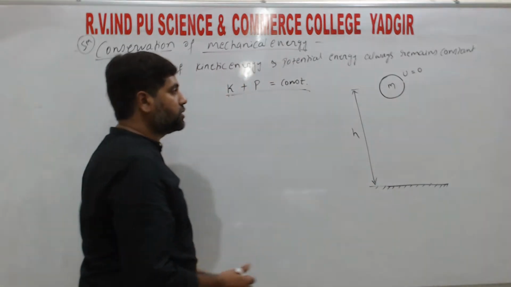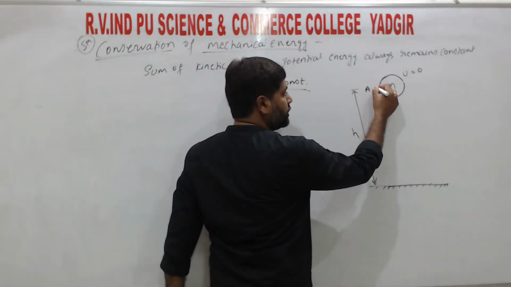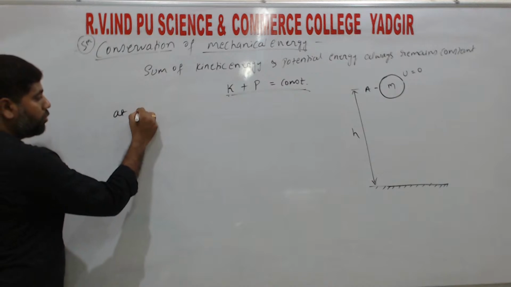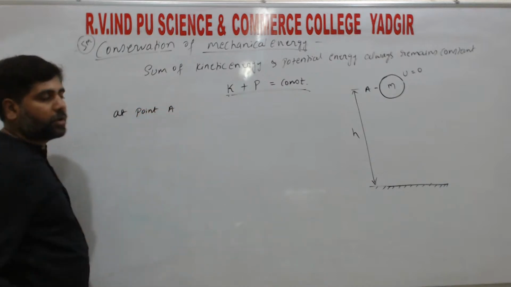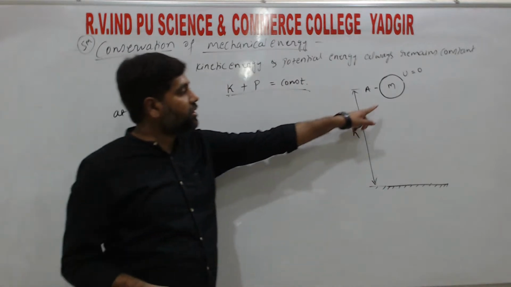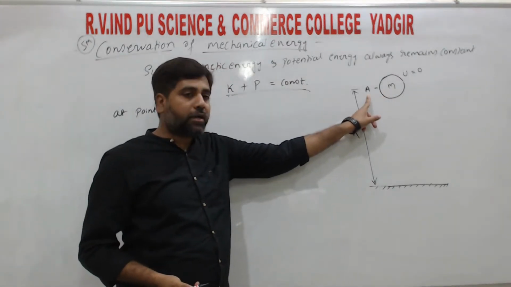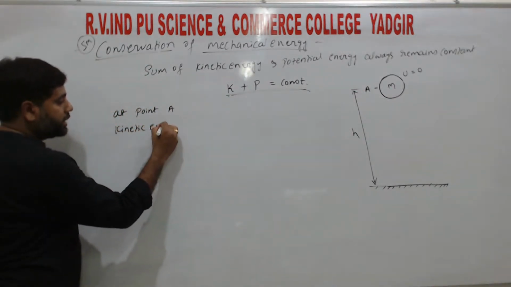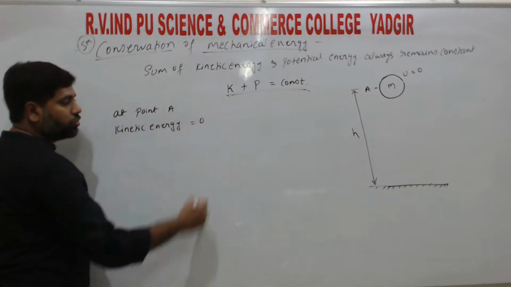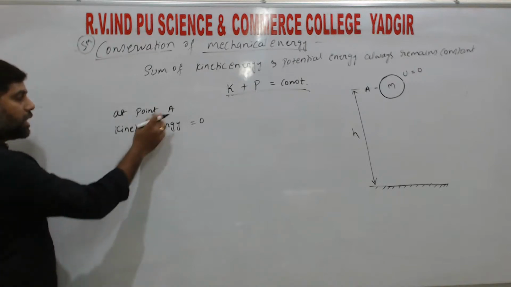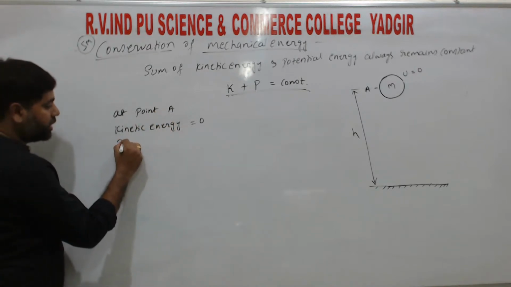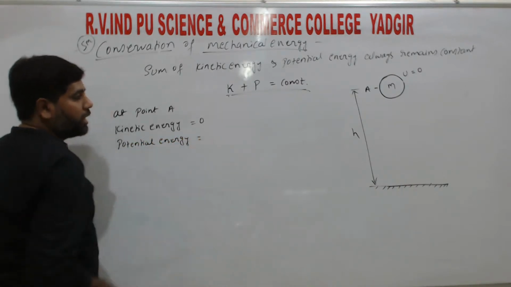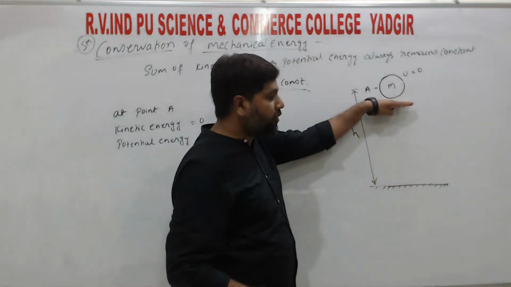So for this case, considering or choosing the point A, right? At point A, initially it is at rest. Since it is at rest, there is no kinetic energy at point A, right? Kinetic energy equals 0. Next, at point A, potential energy, right? The potential energy, it is at a certain height from the ground.